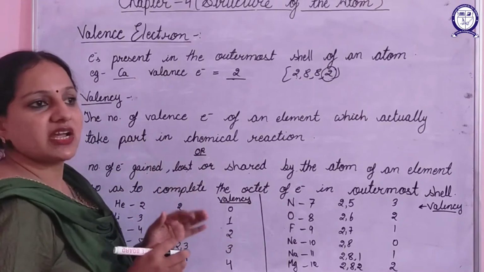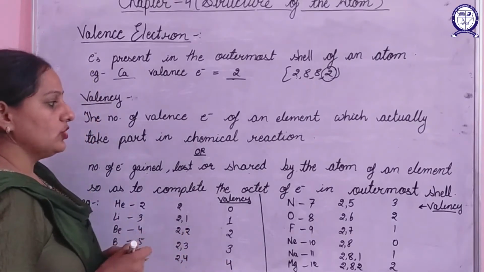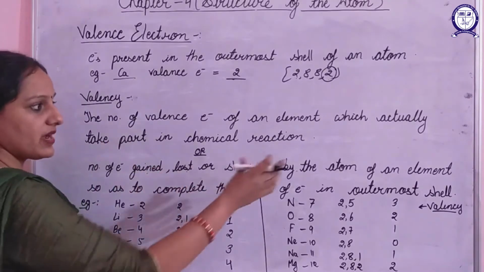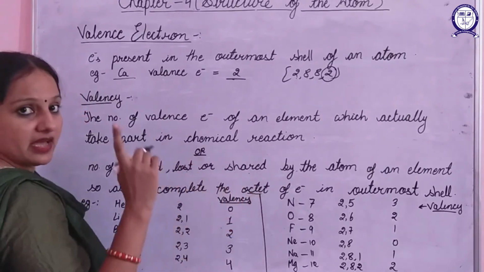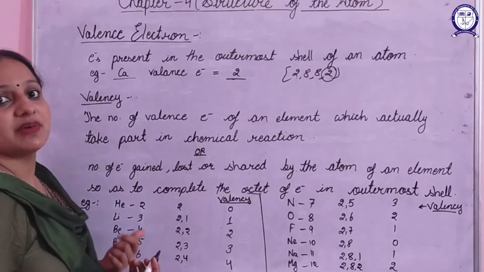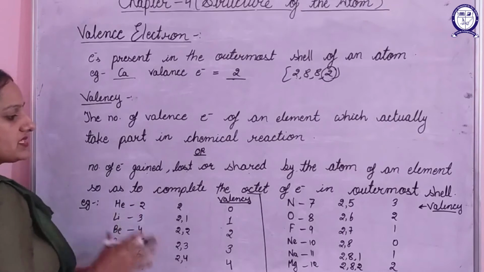In a few situations, the atom is sharing electrons also. So the number of electrons that is either gained, lost, or shared by that element to complete the octet rule in the outermost shell is known as valency, or we can say that it is the combining capacity of an atom of an element. Now, how to represent the valency?